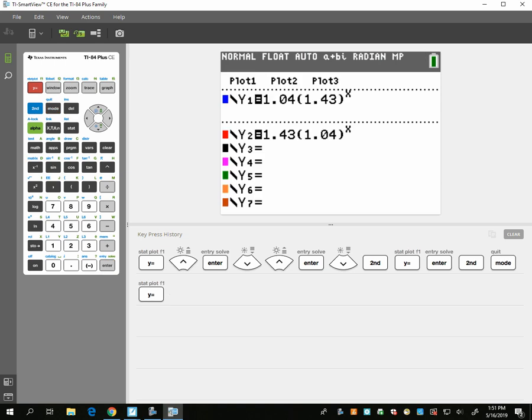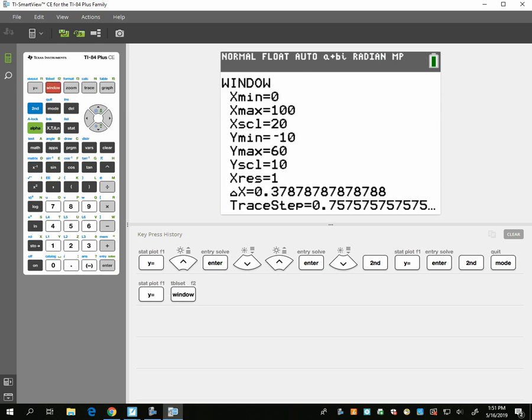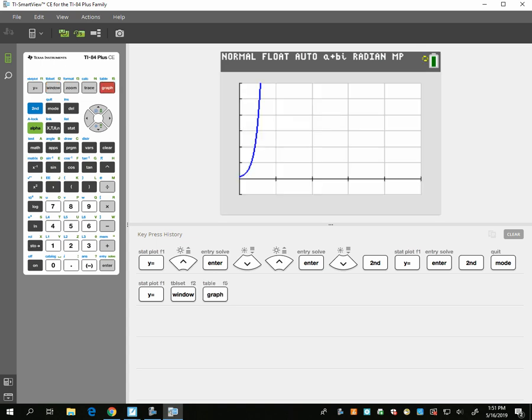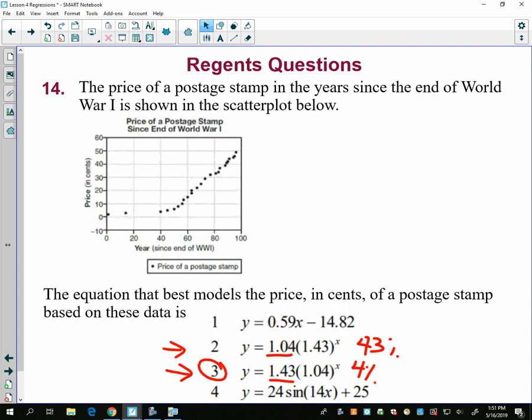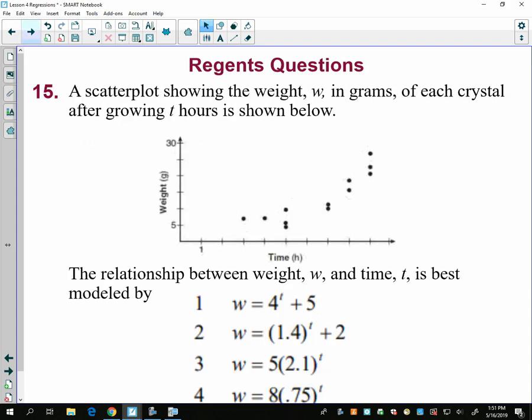So put them in the y equals, and then what window should I use for this one? Yep, 0 to 100, and what are they going up by? 20s. Yeah, and then you hit graph. So you could see this is the one that's growing at 43%. And this one is growing at the 4%. So the answer would have to be which one? 3. Yeah. And now, just to save time, for question 15, you can do that same approach.